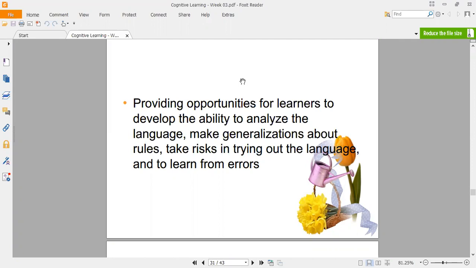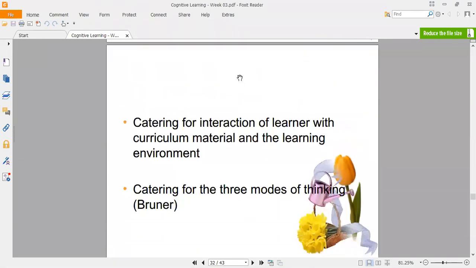And they can speak out different wordings, like those which you haven't taught by yourself, up to them, right? Some of the kids are seeing on the television and they're using those words in the classroom, right? Creativity. Okay. Catering for interaction learners with curriculum materials and learning environments.